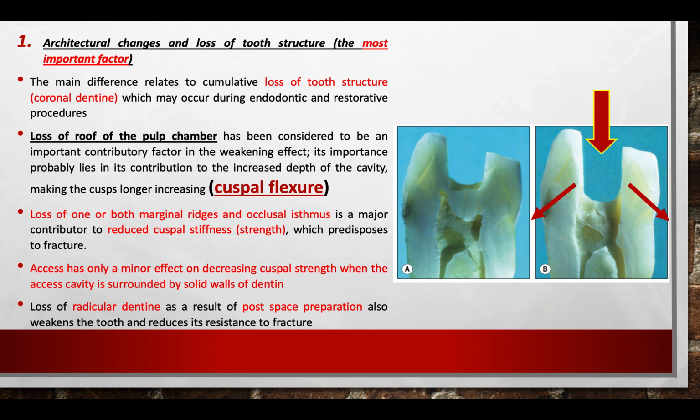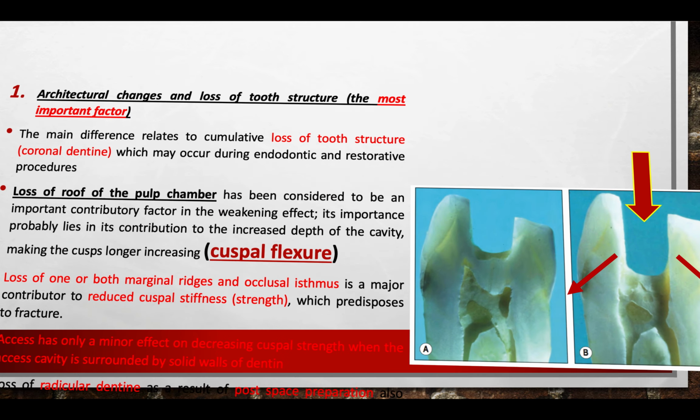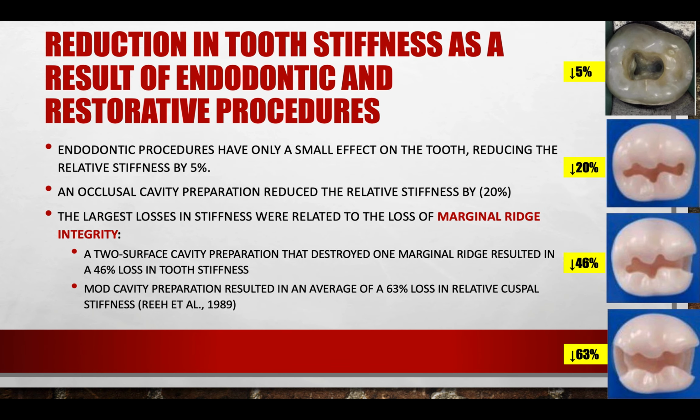Added to this factor is that when you do root canal treatment, you're removing radicular dentine. Therefore, the tooth will lose even more of its structure. Also, if the tooth is very weak and it needs a post placement, then we will have to remove even more of the root dentine, and this will in turn make the tooth even weaker. So architectural changes and loss of tooth structure, this is the very important factor that makes the behavior of root-filled teeth different from the vital teeth.